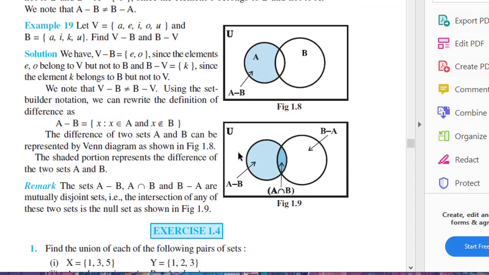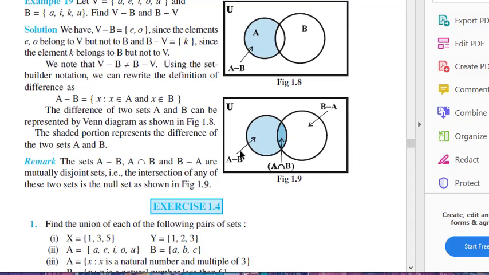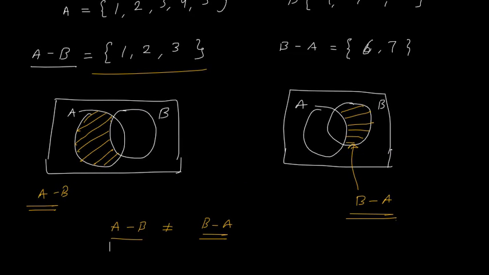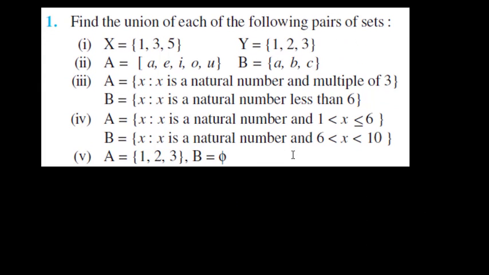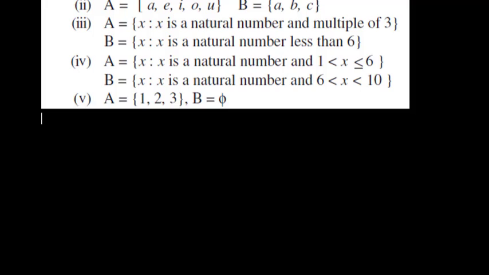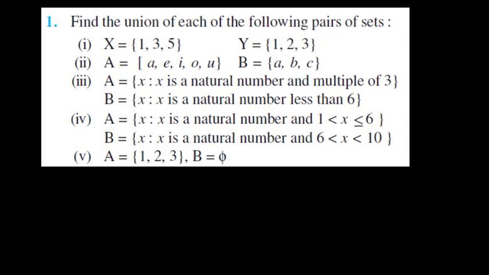Okay, now we are in a position to solve exercise 1.4. So let us move to exercise 1.4. Now here let us come again and see the problems from the exercise. The first problem is: find the union of each of the following pair of sets. X and Y are given. You have to find the union of X and Y.